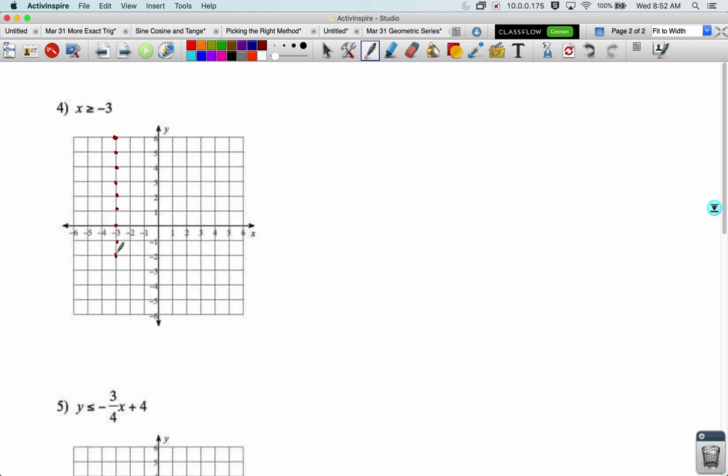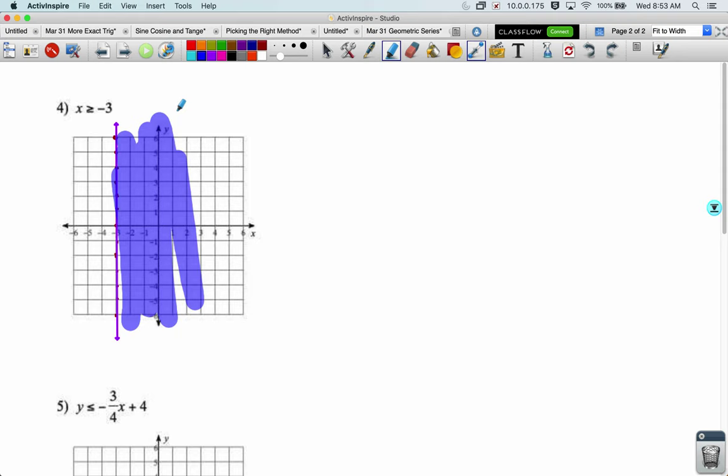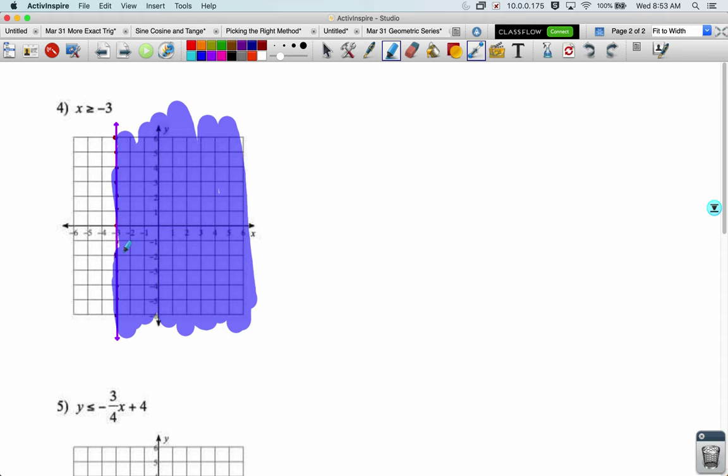I still want to follow the same rules for how I connect that line. This one gets a solid line. So let me make sure I've got my solid line. But now I should shade above, but there is no above, so I shade to the right. So this one's going to get shaded over here, with a solid line right there. So here we will write that.